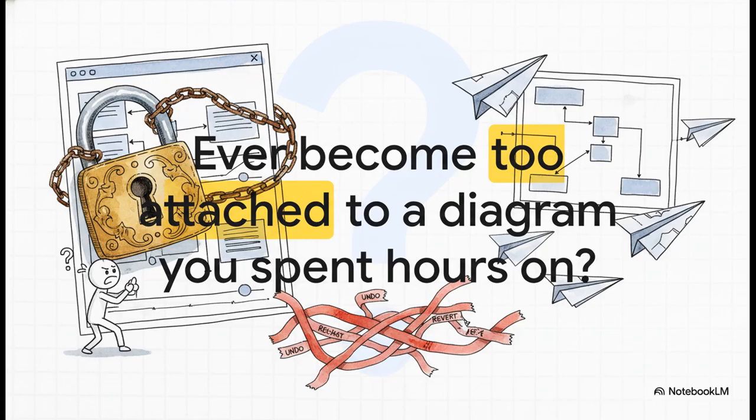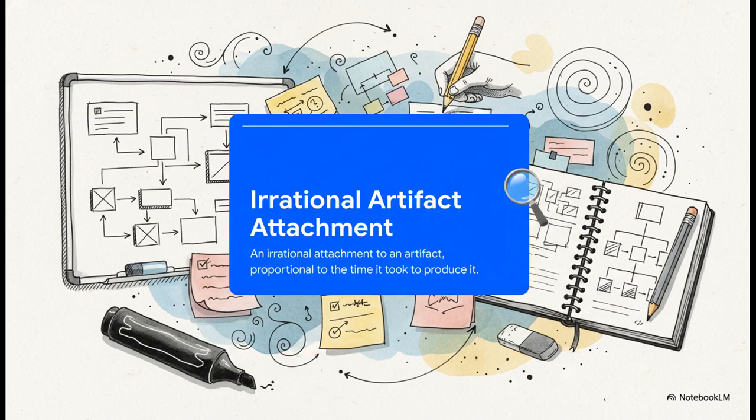Let me ask you something, and be honest. Have you ever done this? You spend like half a day in some fancy tool, getting all the boxes and lines perfectly aligned, and now you don't want to change it, even if someone comes along with a better idea. It's a classic trap, and we've all fallen into it. Yeah, this trap actually has a name: irrational artifact attachment.